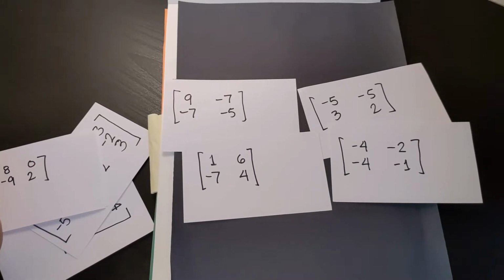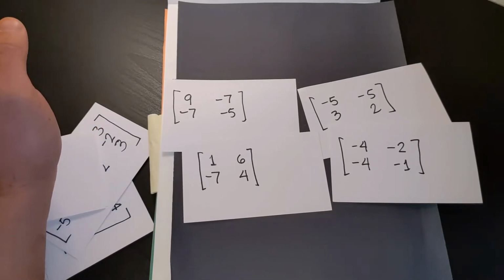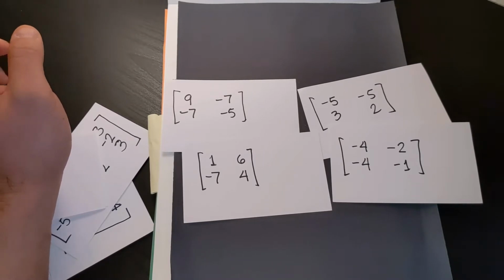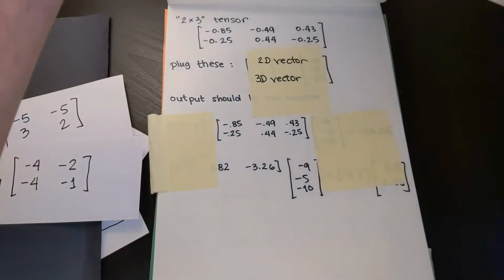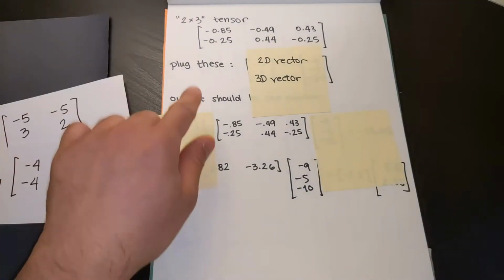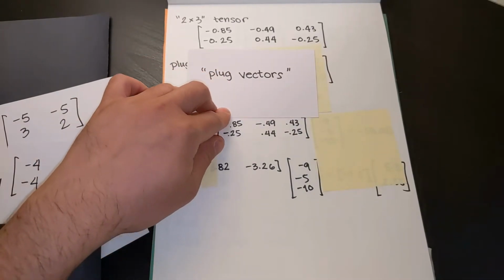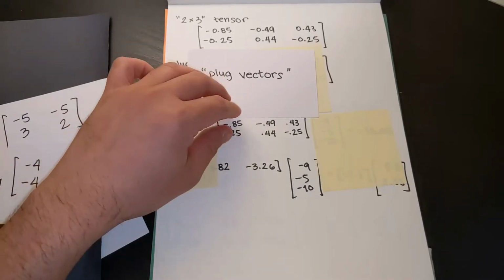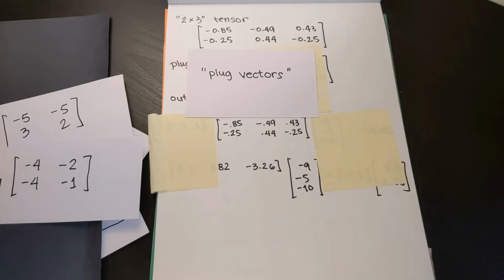Just like matrices, we can add two tensors of the same size. We can scale tensors, but we don't really multiply them like we do with matrices. More on that later. What do we do with them? We plug vectors into them. The output is a number, like one number or a 1 by 1 matrix.